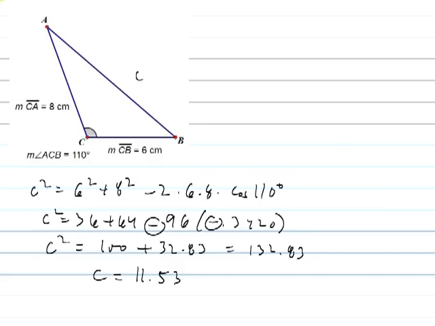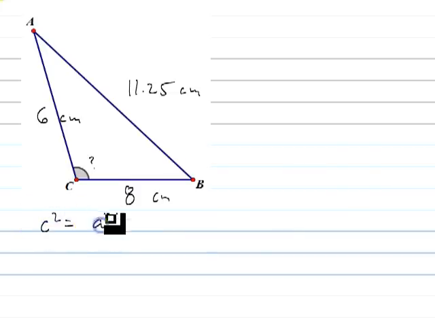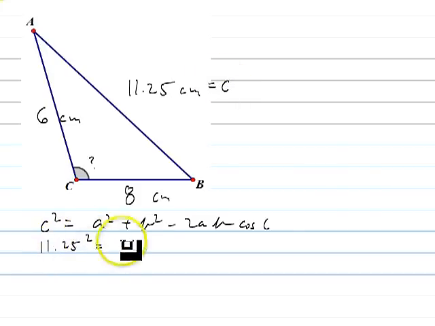So let's take a look at one of the diagnostic questions we started with. Here is the situation. We had 6 here, 8 here, 11.25 here. These are all centimeters. And the question was, how big is this missing angle? And the way this works is we can use the formula again. C squared equals A squared plus B squared minus 2AB cosine C. But in this case, the C is already known. The A and B are already known. 2 times 6 times 8. But this C here is the unknown.